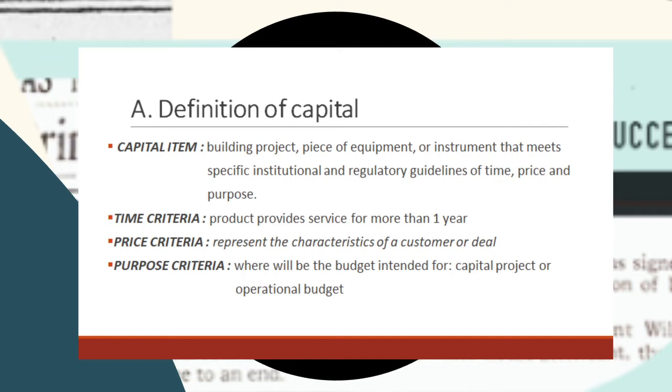While purpose criteria refers to what the budget is intended for. For example, entirely new instruments, furniture, or building projects are normally classified as capital projects under several tax rules. If it is a repair or a replacement of part of existing equipment or structure, it is included in the operational budget.